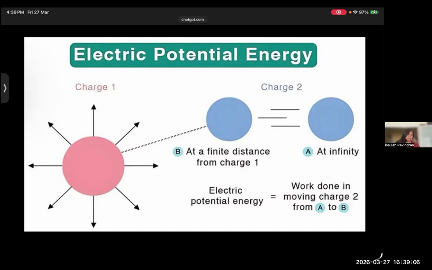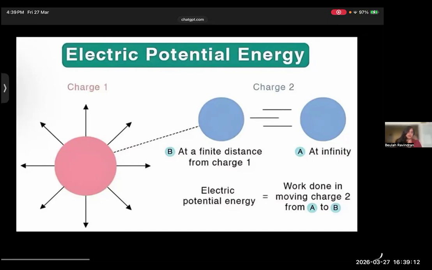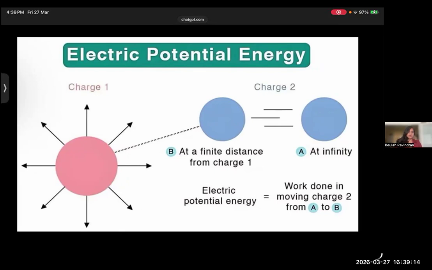See, for example, here at A and B. At this point we can say charge 1 and charge 2, charge 2 is moving from place A to B. Okay, so the work done in moving the second charge from A to B is the energy stored due to the mutual interaction between the charges. Energy is required to assemble the system from infinity. That's what you have seen, the formula for two charges, K Q1 Q2 by R, right? So that is the potential energy.